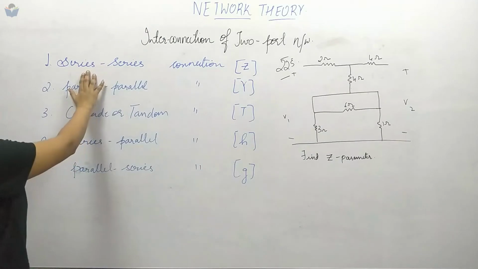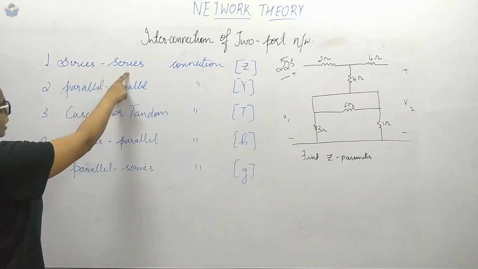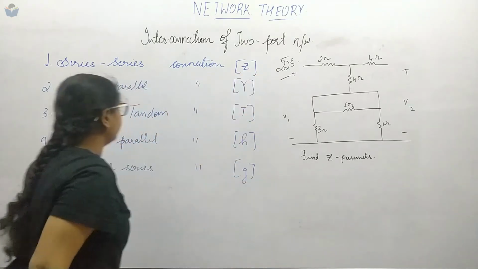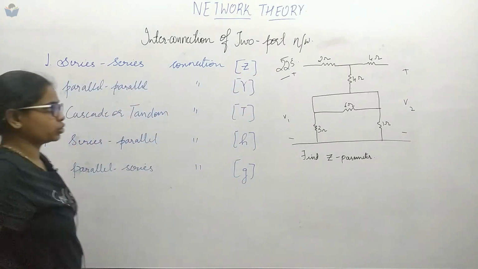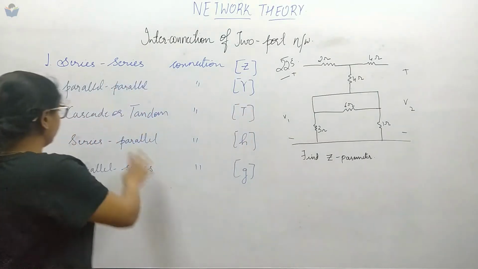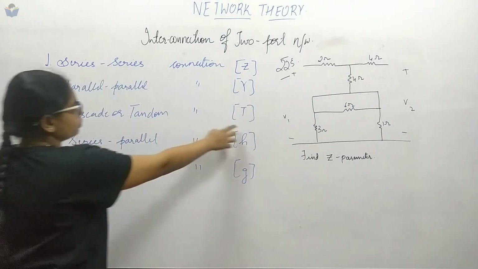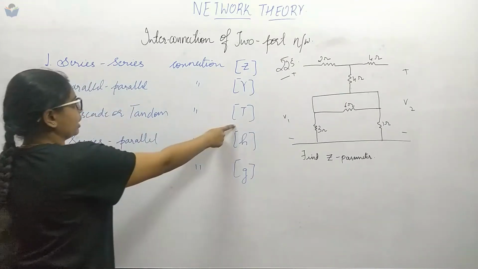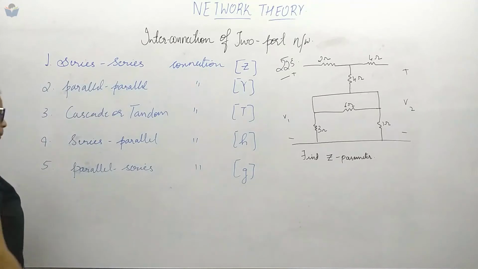We can connect those two circuits either in series connection, which we will solve by impedance parameter, or parallel connection, which can be solved by admittance parameter. Similarly, cascade or tandem, which we will call ABCD parameter. This type of cascading can be solved only with ABCD parameter.